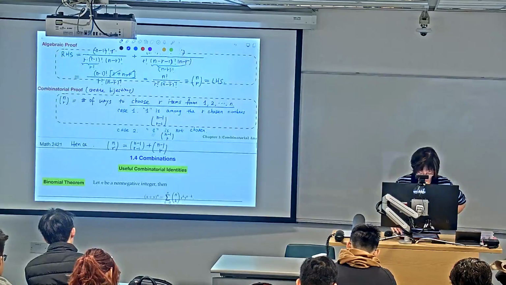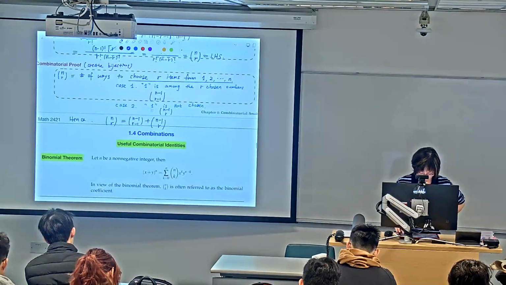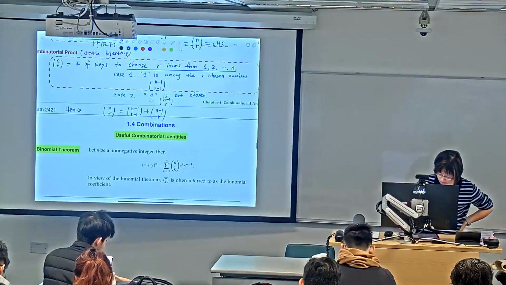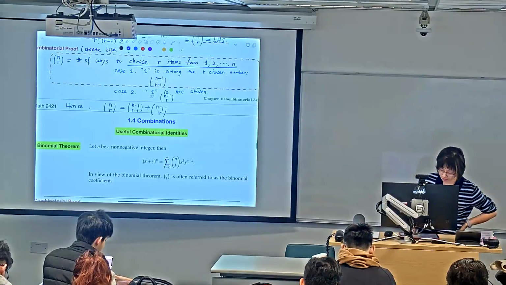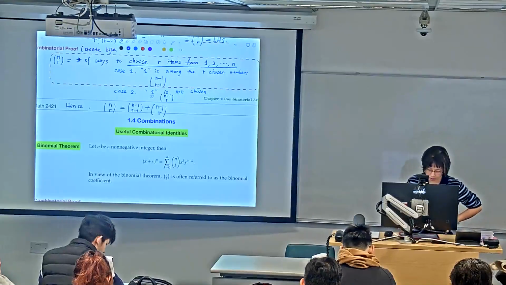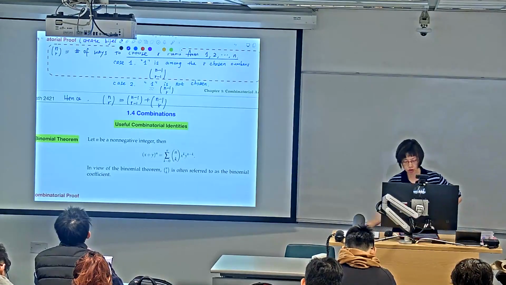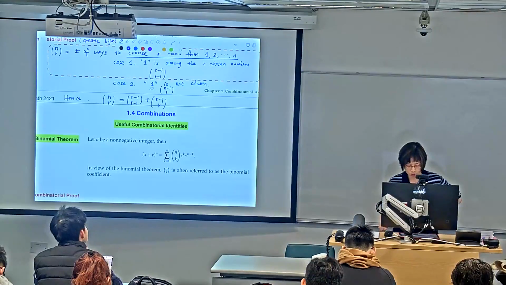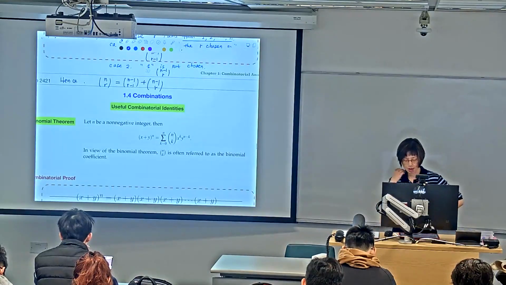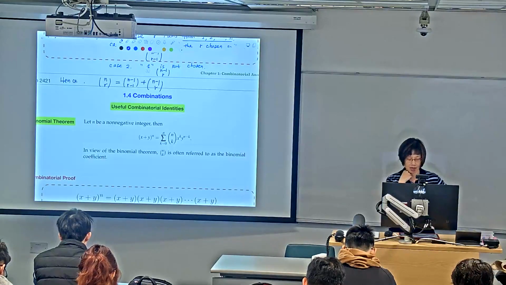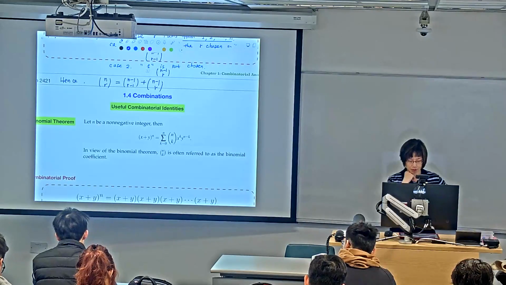Okay, let's move on to the next theorem, still about combinatorial identities. So the next result is called the binomial theorem. The statement is: n is a non-negative integer, 2, 3, 4, 5, this kind of integers. Then you have this expansion of (x plus y) to the power n. x, y are arbitrary numbers.